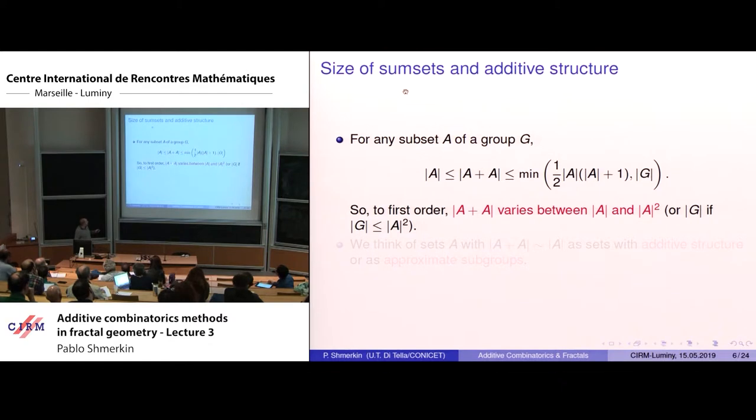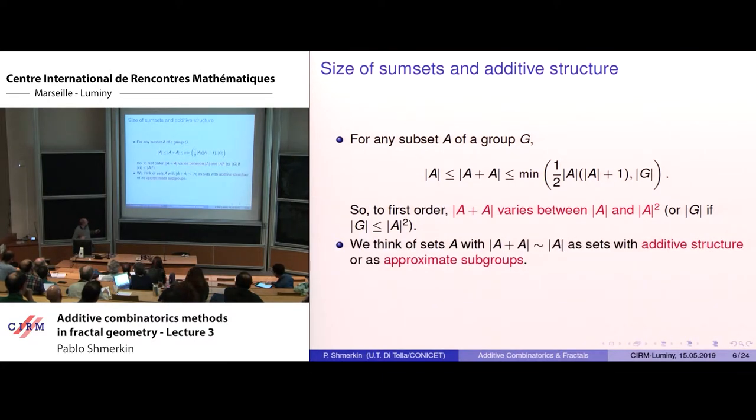So to first order, the size of A+A varies between the size of A and the size of A squared. Or if we are in a finite group, the size of the group is a better bound on this, but let's ignore this. Okay, so if the size of A+A is not much bigger than the size of A, we think that A has additive structure, or whatever this means. This is actually a definition of having additive structure, one possible definition.